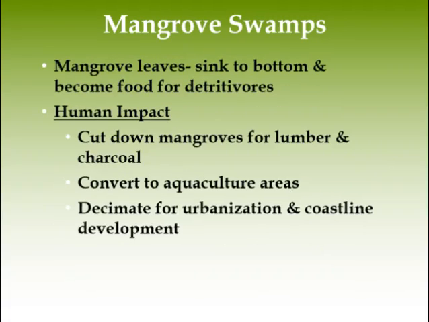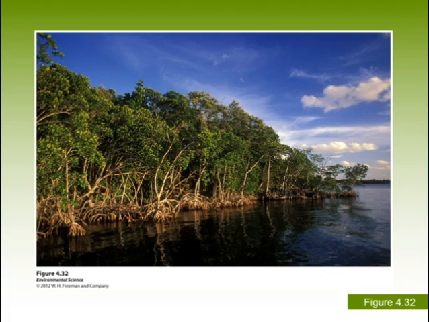However, humans have impacted mangrove swamps. Humans have cut down mangroves for lumber and charcoal, converted mangrove swamps into aquaculture areas, and destroyed mangrove swamps due to urbanization and coastal development. Nice picture of a mangrove swamp.